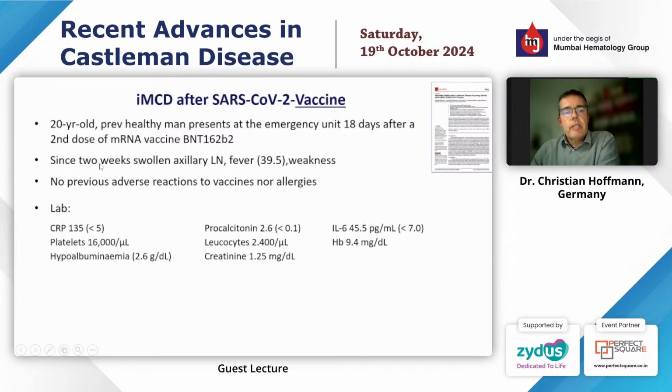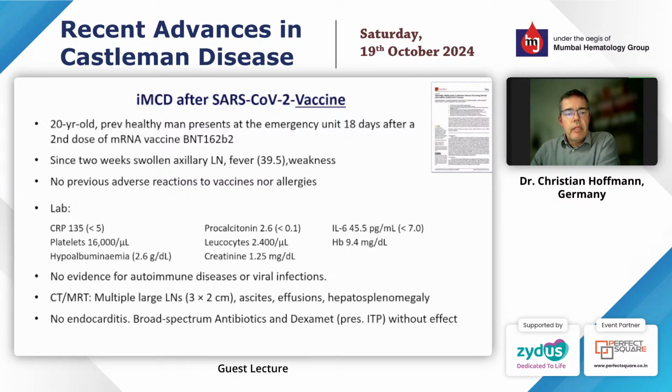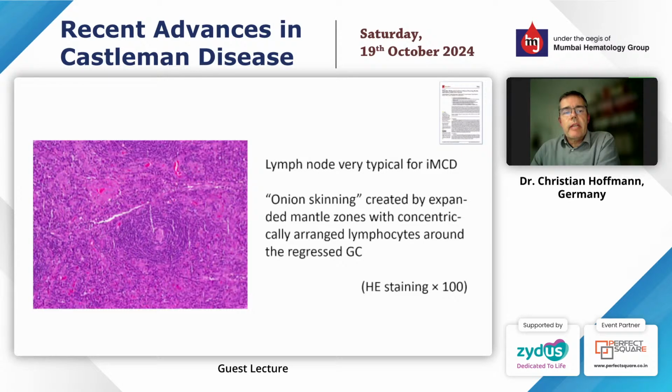And since 2 weeks, he had noticed swollen axillary lymph nodes, fever, weakness, no previous adverse reactions to vaccines, no allergies, high CRP at admission, low platelets, high procalcitonin, high IL-6, anemia, and low albumin. There was no evidence for autoimmune diseases or several viral infections. CT revealed multiple large lymph nodes and effusions, and he had no endocarditis, and broad-spectrum antibiotics and high-dose steroids had no effect.